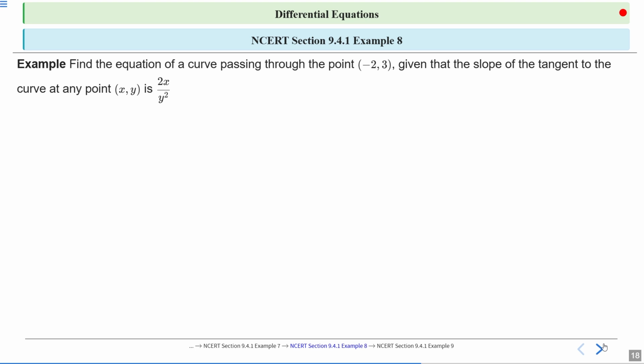Now you have a differential equation, that is dy by dx is equal to 2x by y square. Just use the variable separable method to solve it. You get a general solution, and then use the point (-2, 3) to find a particular solution that satisfies the differential equation and this point. Okay, so try.